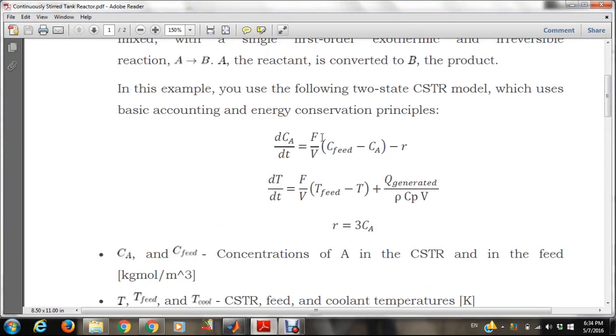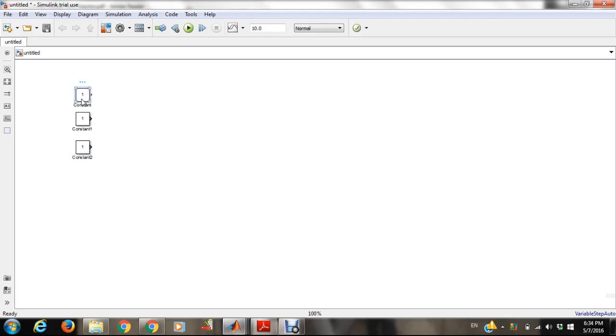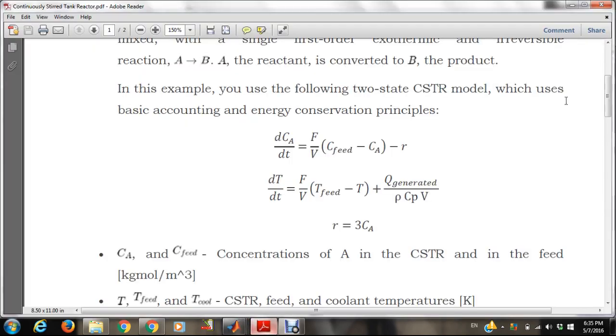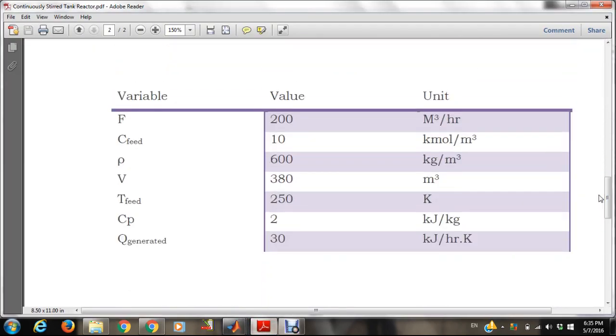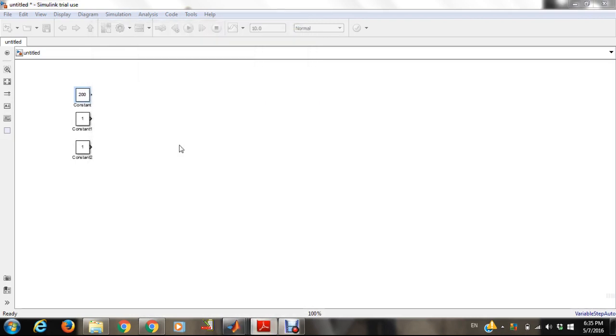So our first three variables are F, V, and the C feed. I'll start by defining each one of them. F is defined as 200 meters cubed per hour. They're all in SI units, so I wouldn't have to convert anything. So 200. I'll rename this to F and this to V.